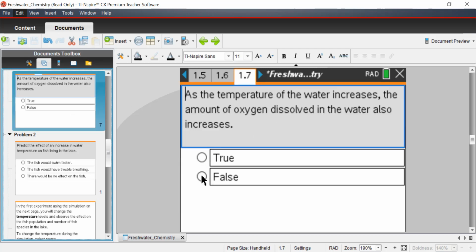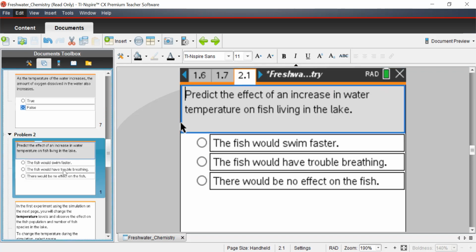So we're going to say false. All right. Next page. Predict the effect of an increase in water temperature on fish living in the lake. Well, before we answer this question, let's think about what we know so far.